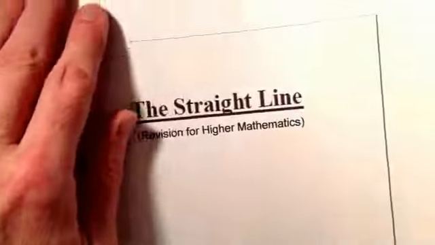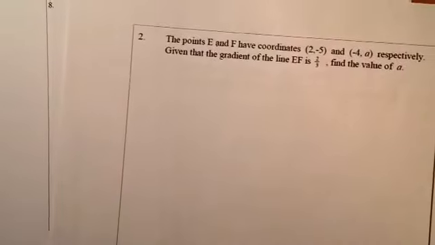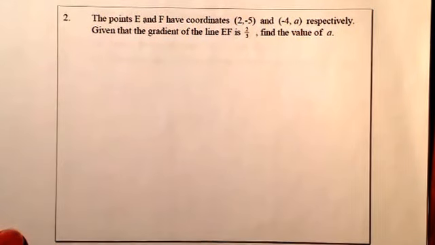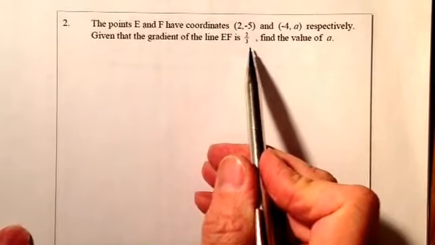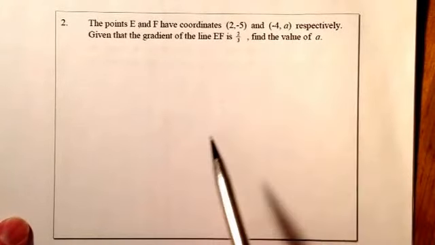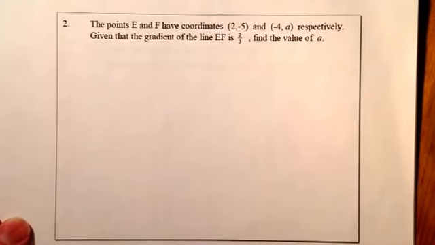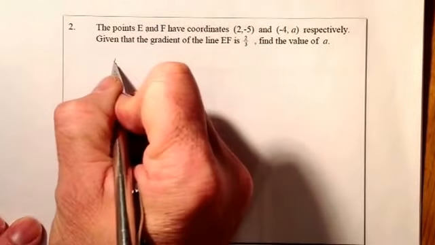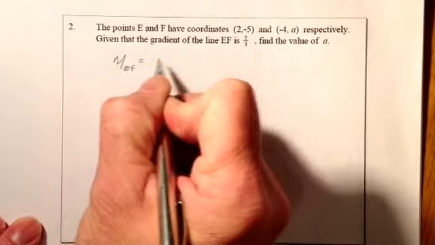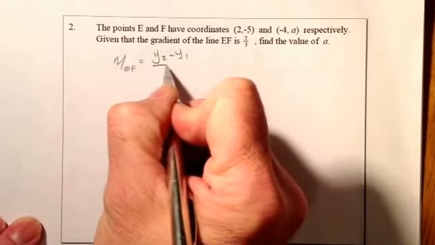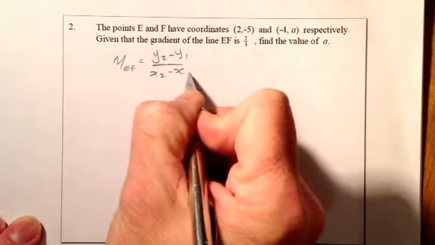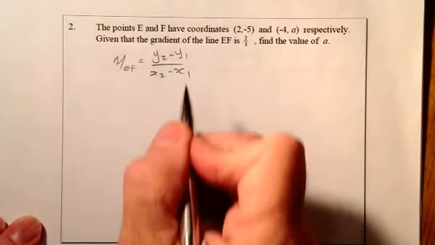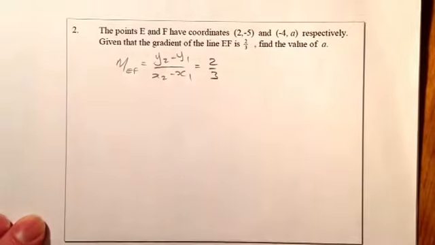Let's look at question 2. The points E and F have coordinates (2, -5) and (-4, A) respectively. So we know the gradient. The gradient's given as 2/3. We have to find the value of the missing letter here, A. What we're going to do is use the gradient formula. So the gradient of EF is y2 minus y1 all over x2 minus x1. I know that that is equal to 2/3, so I'll just write that in there.